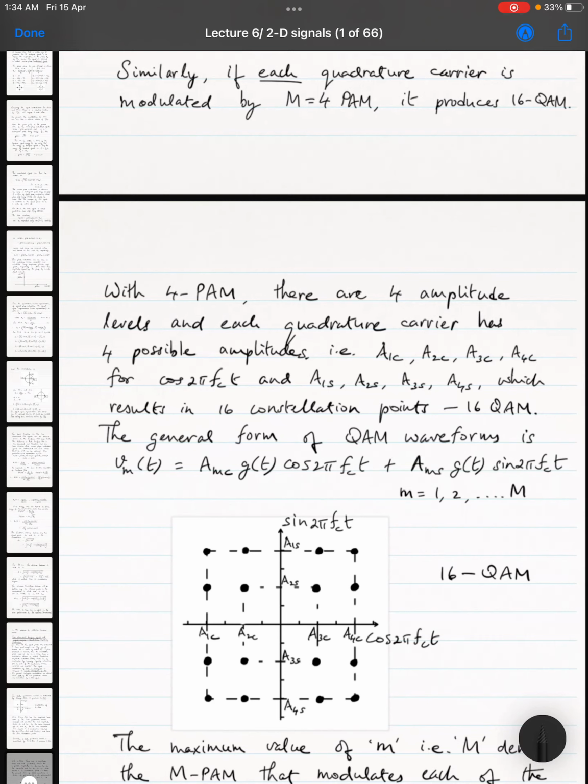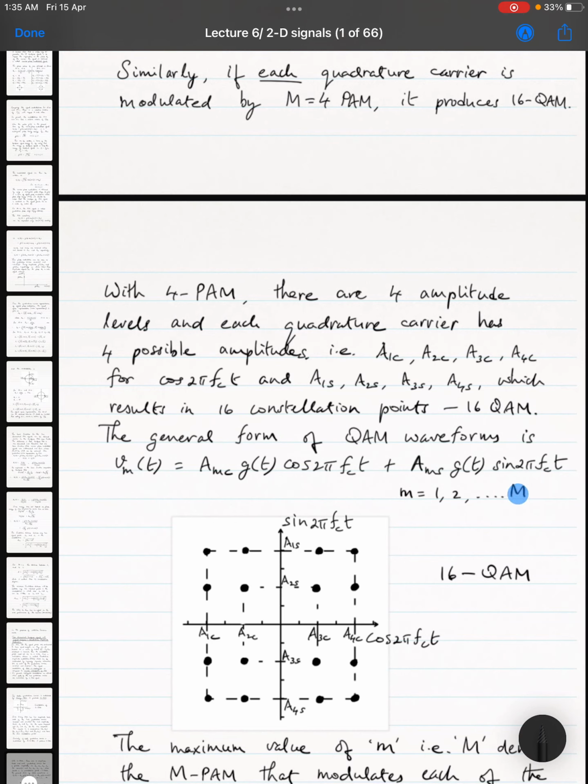So when each of the 2 quadrature carriers, the cosine term and the sine term, are modulated by a 4-PAM signal, that gives us 16 different combinations or 16 constellation points, which we call the 16-QAM signal. So we will have the general form of the QAM waveform, just as we had earlier for the PSK signals. So we have the cosine component and the sine component, and we have the baseband pulse g_T(t) multiplied with the A_mc component, because each of these A_mc and A_ms represents the PAM amplitudes that are going to influence the modulation. Okay, so we will have different combinations of these.